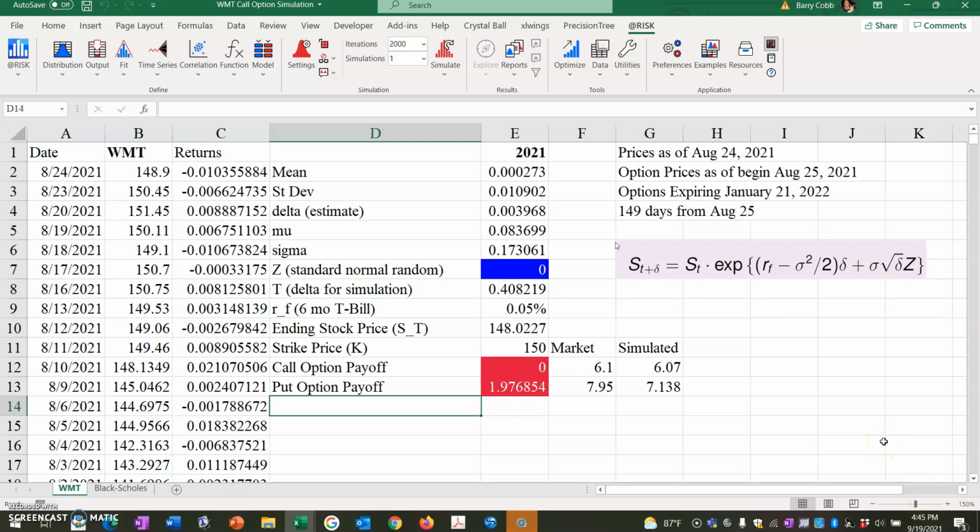This video will describe how to value a portfolio of one share of a stock and one put option. Sometimes this is called portfolio insurance. So we've got here the geometric Brownian motion model that we use for the Walmart stock valuation.